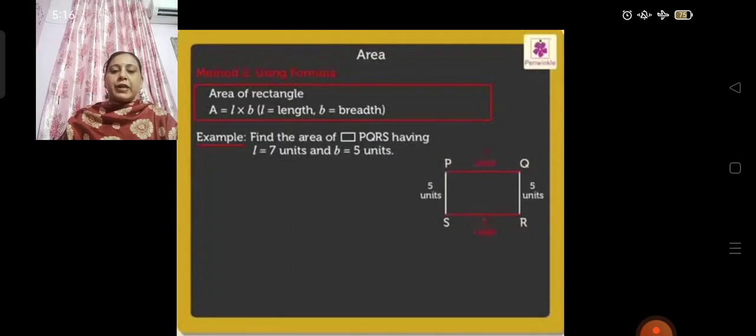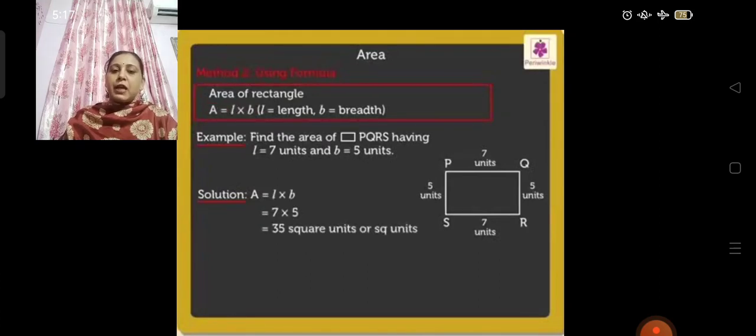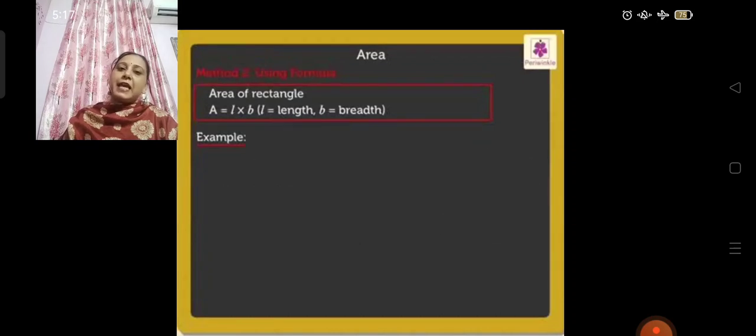Now I will write the formula for a rectangle as area equals length into width. Here I clearly see that my length is 7 units and my width is 5 units. So my result will be 35 square units, or I can write it as sq units. Now let us understand this by another example.